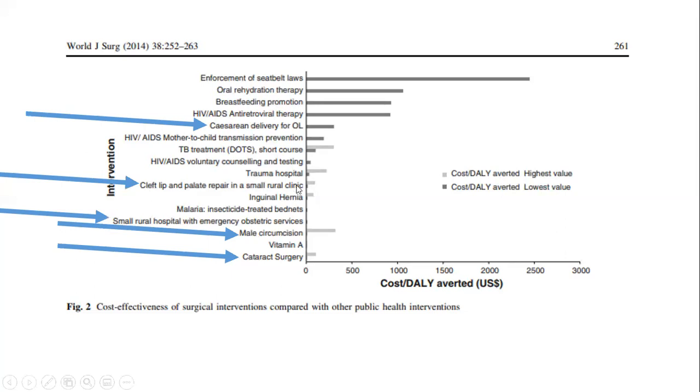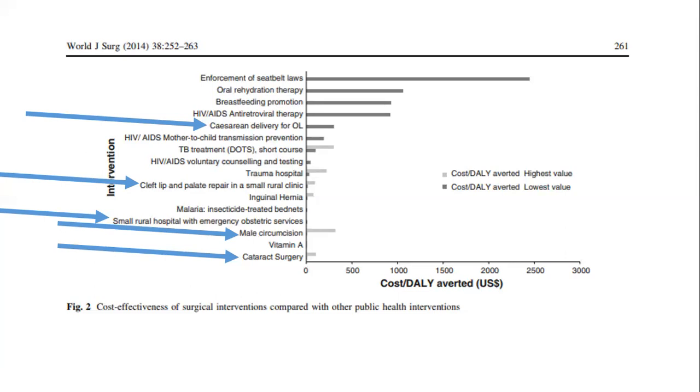Cleft lip operations, very cost effective. Caesarean, cost effective. And then you see enforcement of seatbelt laws is not cost effective, because you have policemen going around and trying to enforce this. You have campaigns that are costly and so on and so on. And then at the end, people don't actually put these seatbelts on. And then many people die, not because of the seatbelt. They die because of the high velocity trauma.